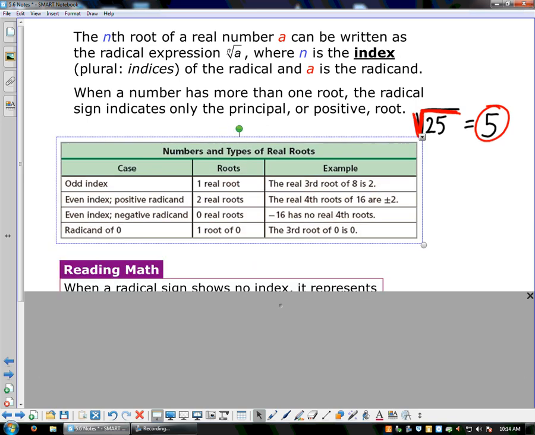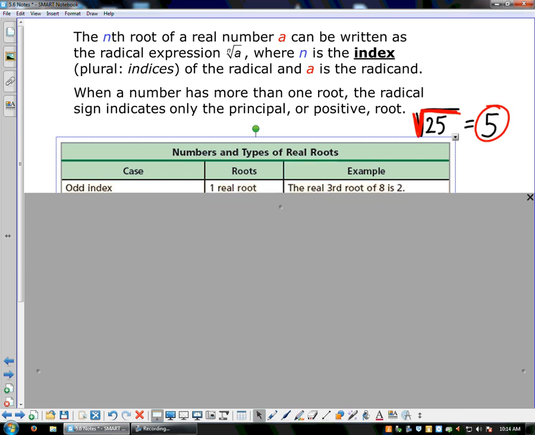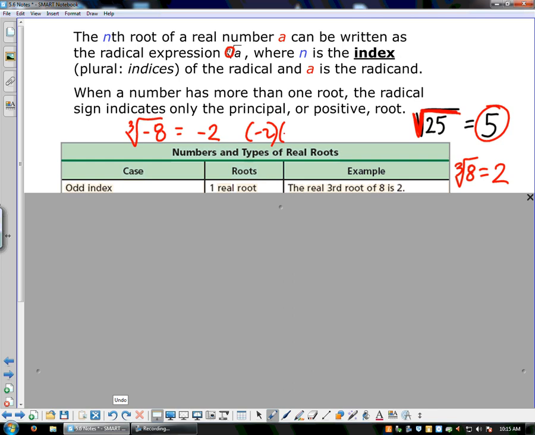Let's take a look at this. This is talking about the numbers and types of real roots. If we have an odd index, remember the index is the number in the crook of the radical sign, then there's only one real root. For example, the cube root of 8 equals 2. That's the only number possible. By the way, the cube root of negative 8 is possible. That answer is going to be negative 2. Why? Because negative 2 times negative 2 times negative 2 is equal to negative 8.